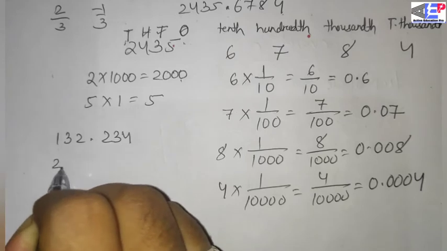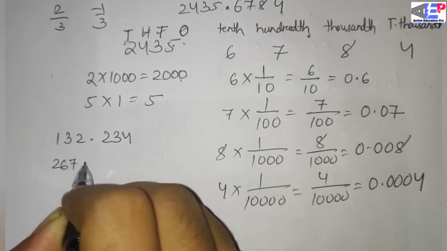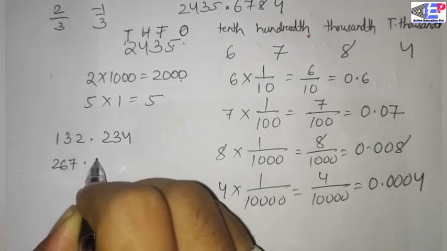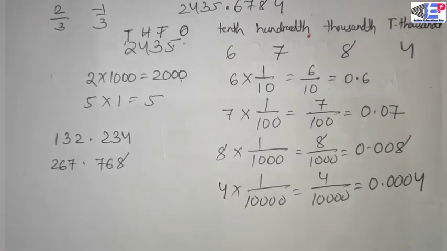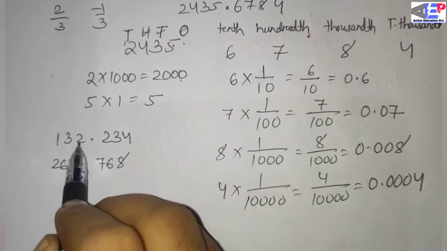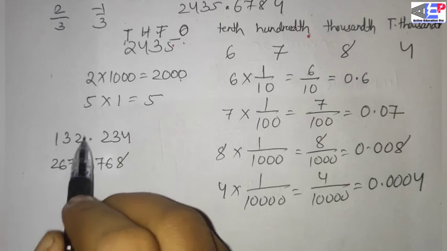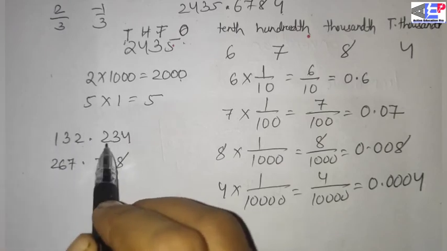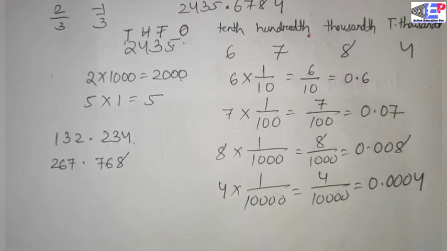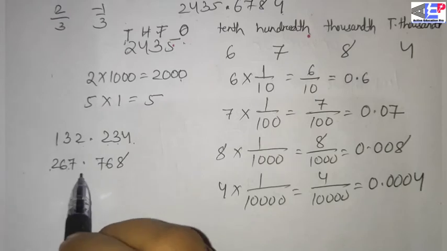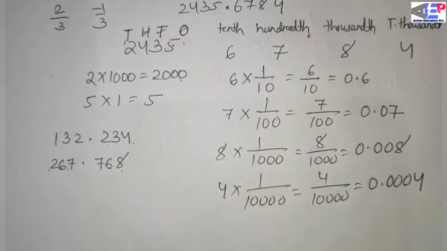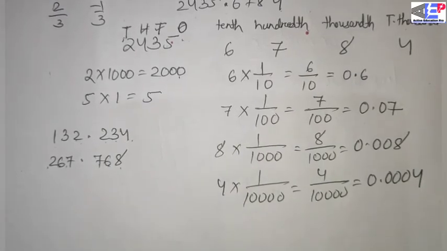Another example, you can read 132.234 and 267.768. 132 we read together, but after the decimal point this is 2, 3, 4. Similarly 267, point 7, 6, 8. So this is a decimal number.